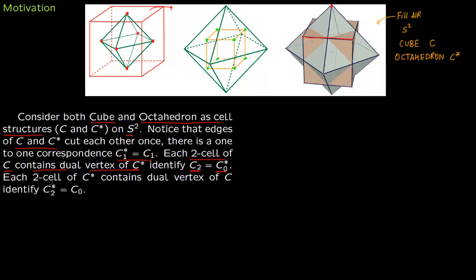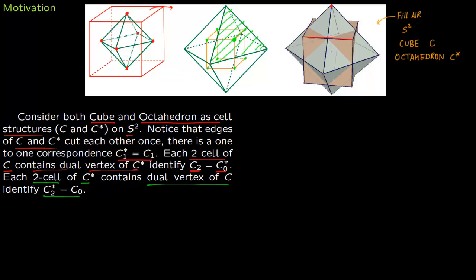Then you can take each two cell of C star. So now you focus on the octahedron. This is a two cell of the octahedron. This two cell contains the vertex of the cube. So you can identify this face with this vertex. You can put them in one-to-one correspondence. So each two cell of C star contains the dual vertex of C. You identify them. C2 star is equal to C0.